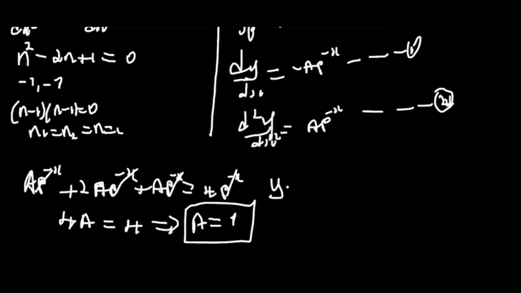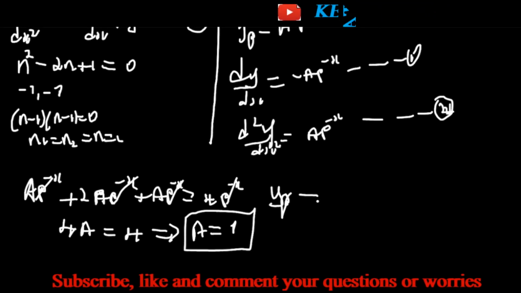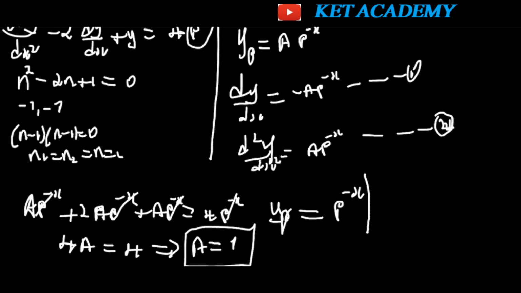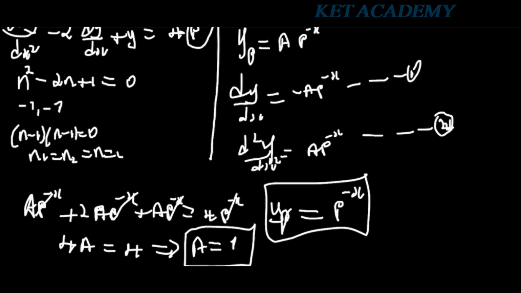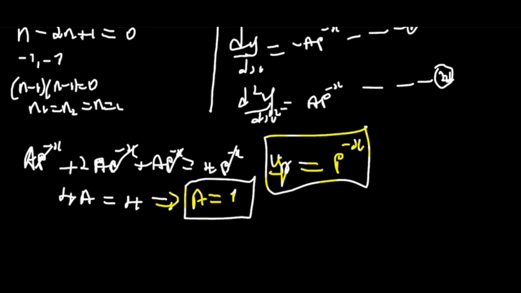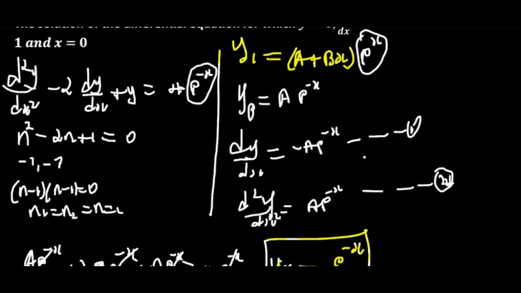Therefore our y particular will be equal to e to the minus x. So that's our particular solution. Basically, this is our particular solution, and this is our value of a. So to get our general solution, we already have our complementary solution above, right?